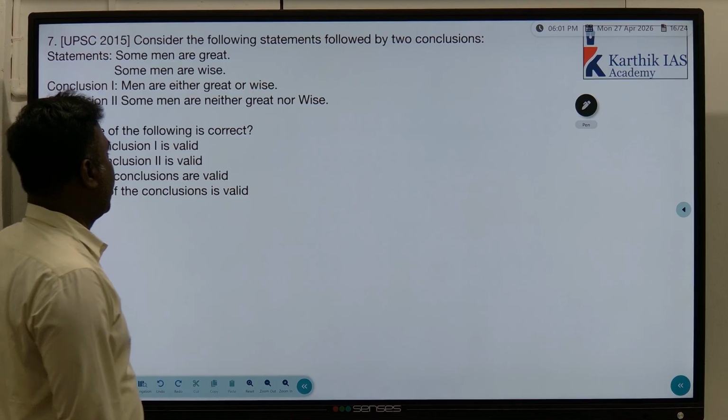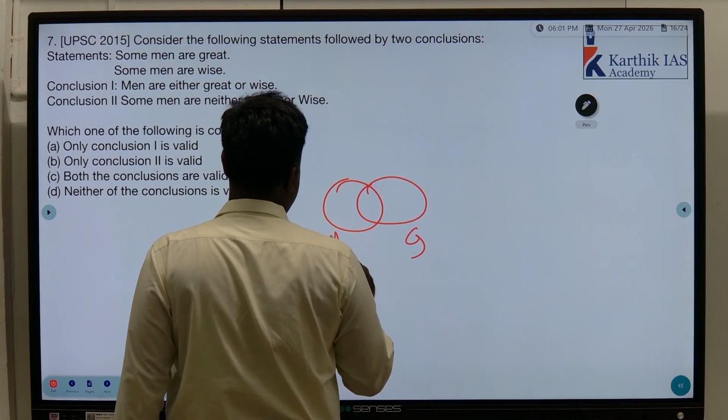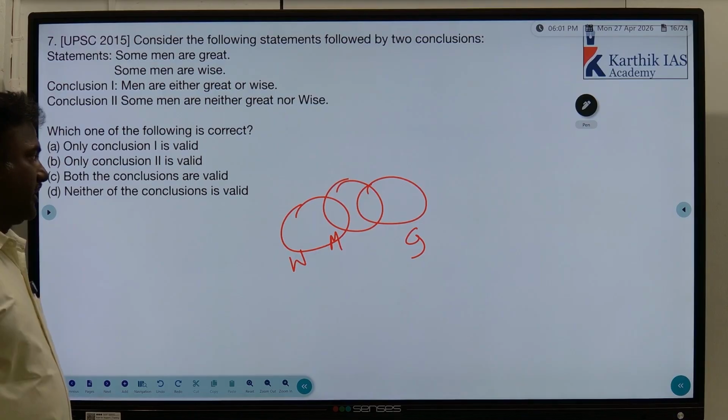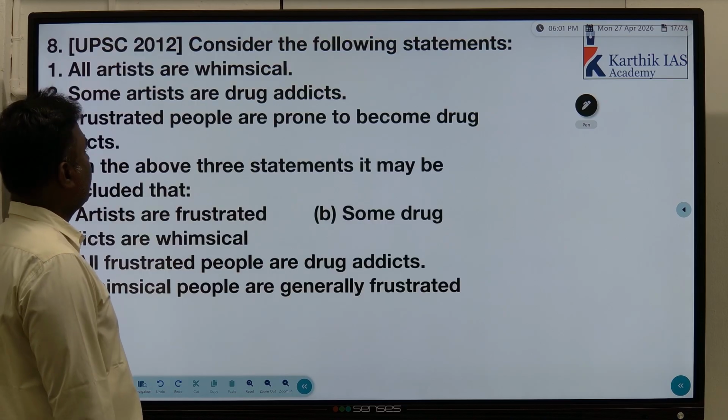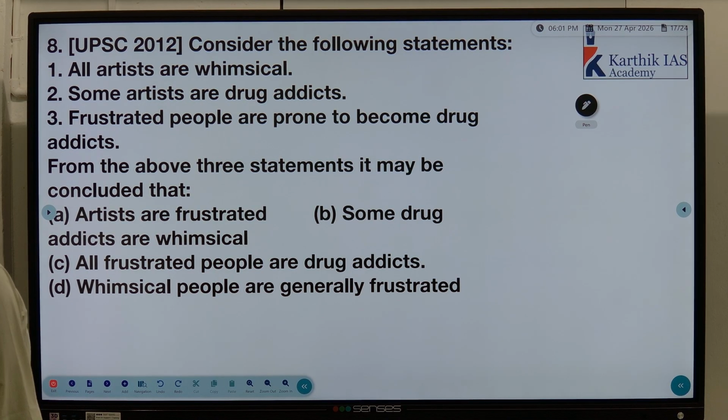Understand? If you draw a diagram, some men are great, some men are wise. We can't say. Men are either great or wise? Men may have other characteristics also. Neither great nor wise, also we can't say. Understand? That's what. So this is two sets, okay.